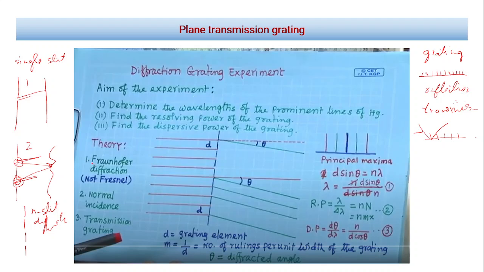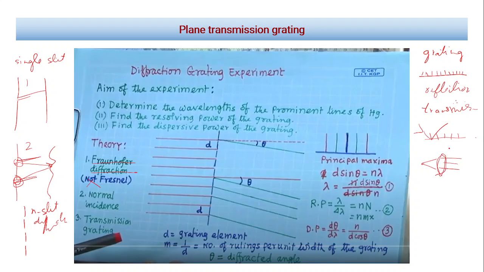First condition is Fraunhofer diffraction and not Fresnel. That means we need the wavefront to be parallel like this, and thus it needs to come from infinity. How do we attain this in our labs? We use a lens: we have a source of light and a convex lens which makes it parallel when the source is kept at the focus of this lens, right?